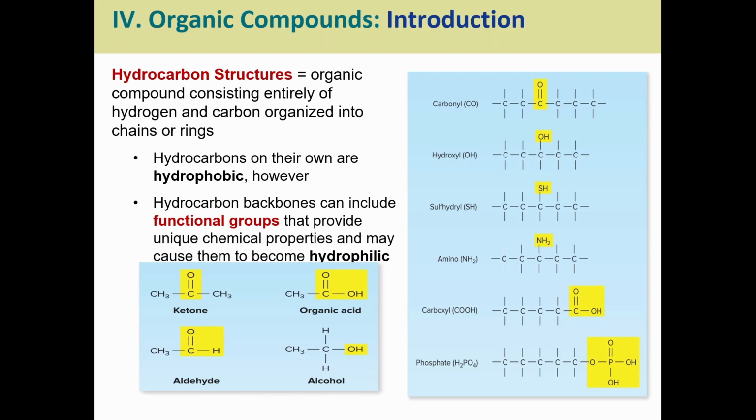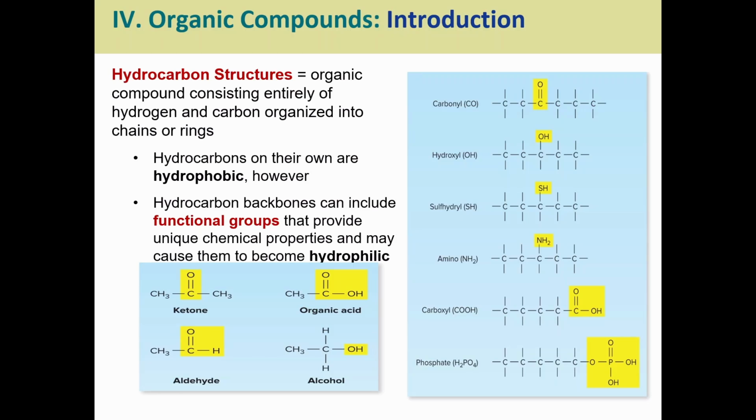So let's talk about what these hydrocarbon structures are. Hydrocarbons, as the name implies, are something made of hydrogen and carbon in a very organized fashion, usually either in a chain or a ring. Right, so we're seeing a chain of carbons with hydrogens branching off of them, or we're seeing a carbon ring with those same hydrogens branching off as well. Hydrocarbons by themselves, if it's just the hydrogen and carbon, are hydrophobic. But we have various functional groups that branch off of the hydrocarbons that can give very unique properties.